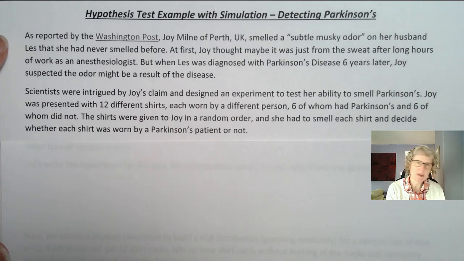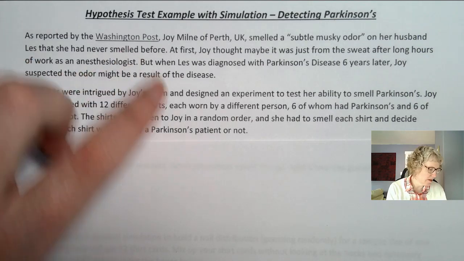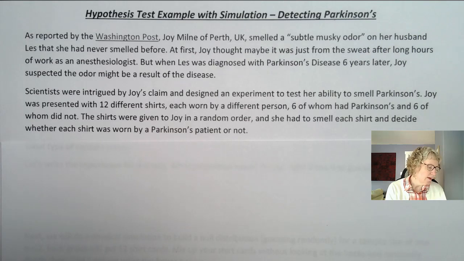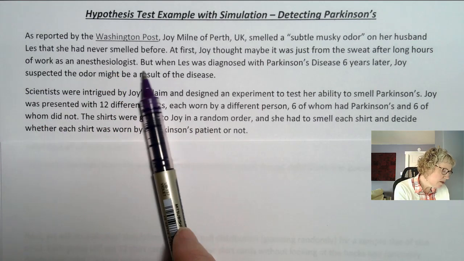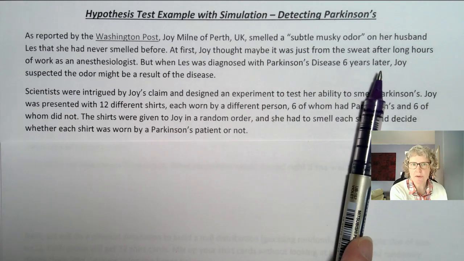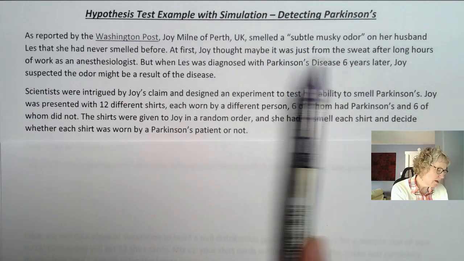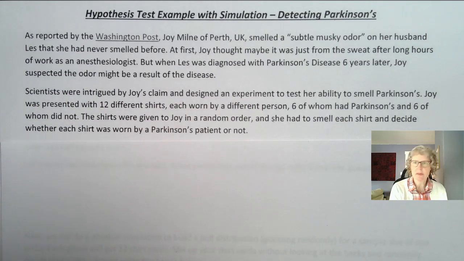This was reported in the Washington Post, so you can read more about this by following this link. There's a woman named Joy, and she and her husband lived in the UK, and Joy smelled a subtle musky odor on her husband. His name was Les, and she hadn't noticed that smell before. At first she thought, oh, maybe it's just his sweat. He works long hours as an anesthesiologist. Then it turns out he was diagnosed with Parkinson's disease about 6 years later. So at that time, she suspected the odor might be a result of the disease.